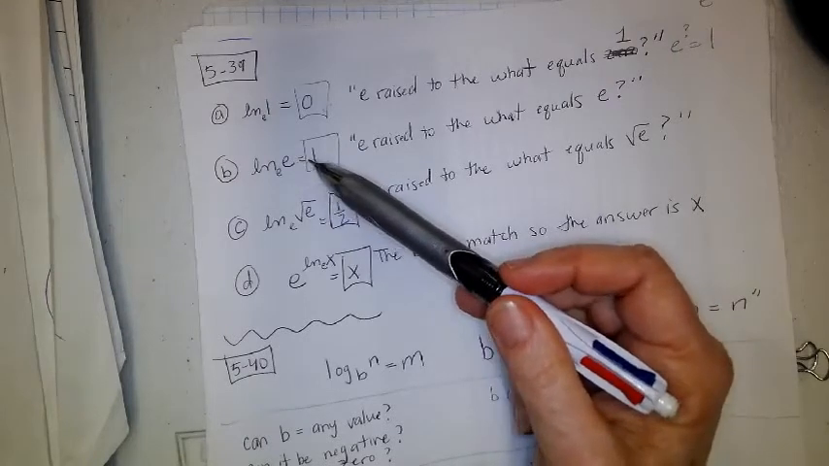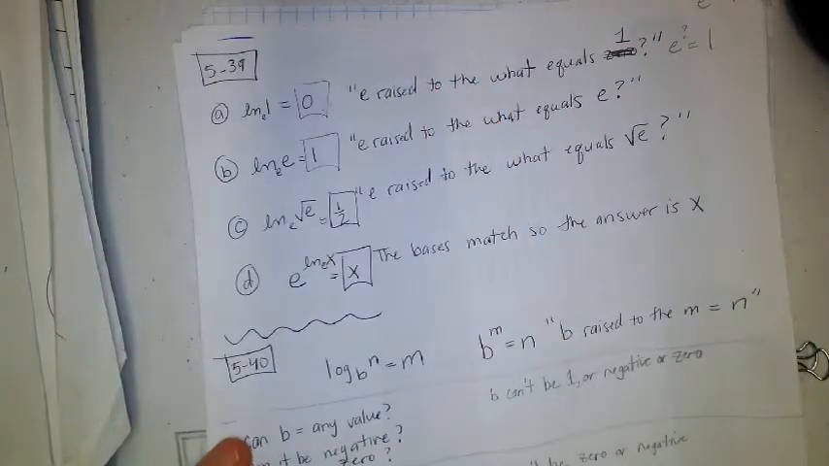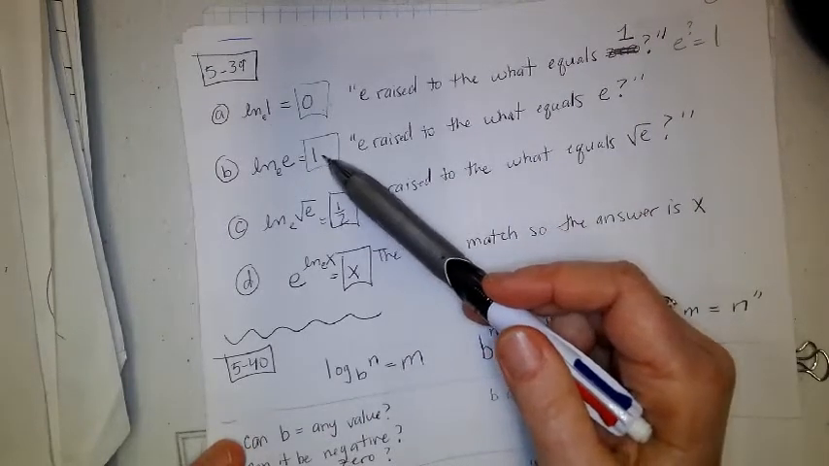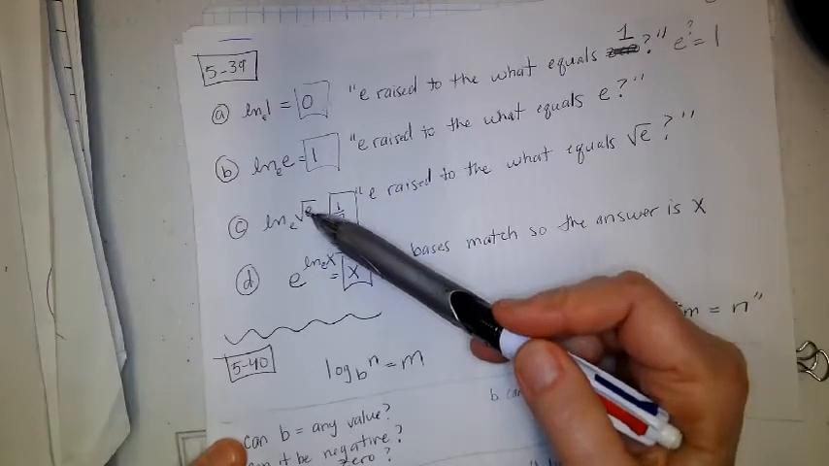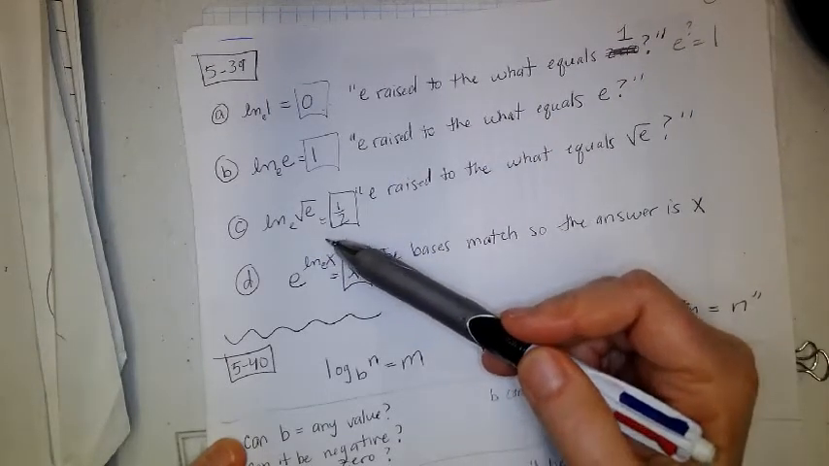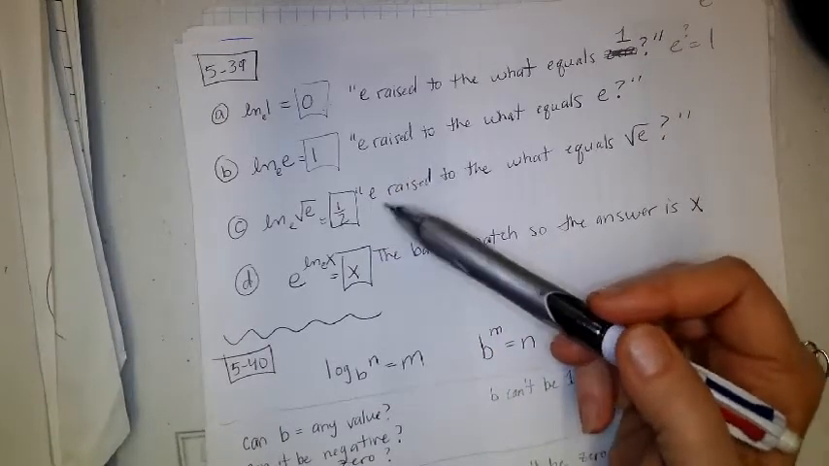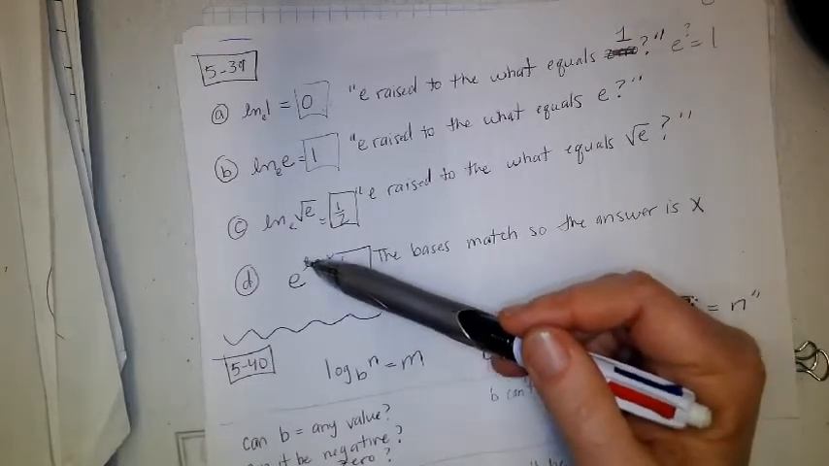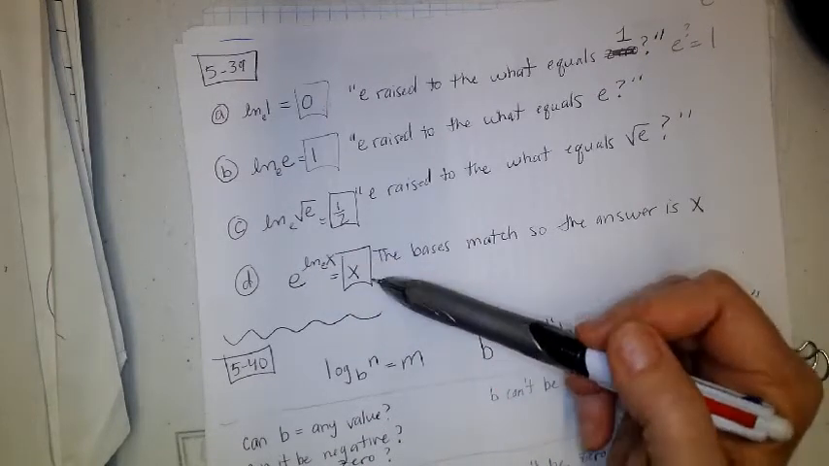And this one I would say e raised to the what equals e. Sorry, because we don't have this part yet. That's the part that we don't know. So e raised to the what equals e, and then my answer was e raised to the first power equals e. This one's e raised to the what equals root e. Well, e raised to the 1/2. Whenever you raise something to the 1/2, that gives you a square root. This one has those matching, like it has e to the ln x, but ln x has a base of e, so the bases match, so the answer is x.